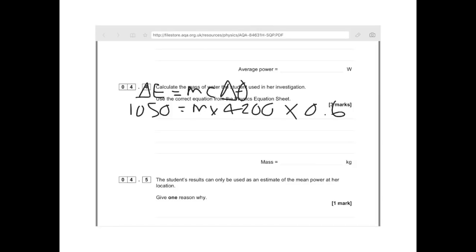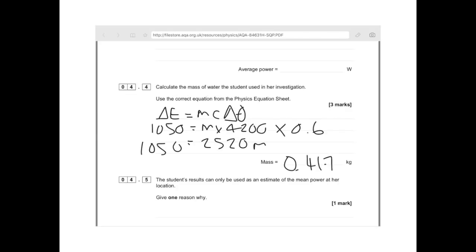Well, first of all, you have to do 4,200 times 0.6 in order to sort out the right-hand side, which is 2,520 M equals 1,050. And then how do you get M by itself? Well, divide both sides by 2,520. So 1050 divided by 2520 equals 0.416 kilograms, which is the correct answer. I'm just going to make sure I round it properly. So that's actually the answer there, because I've made sure I rounded up at the end.